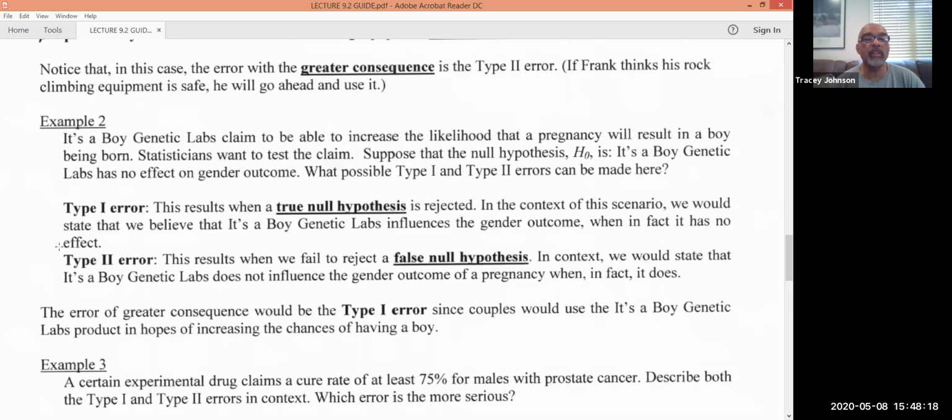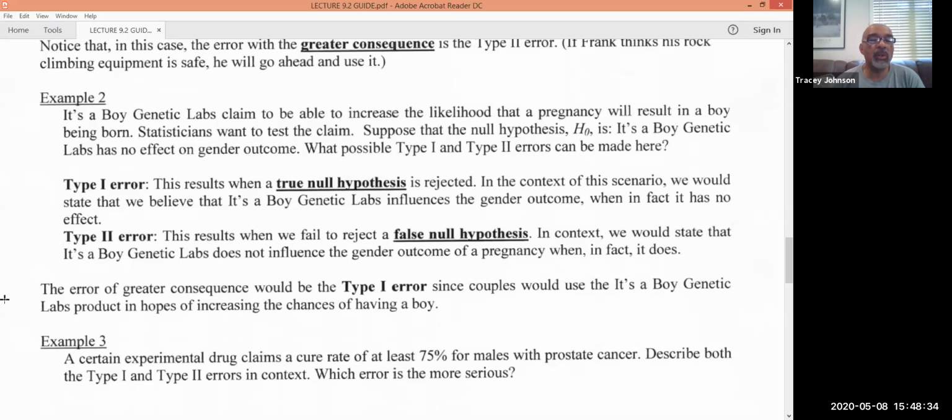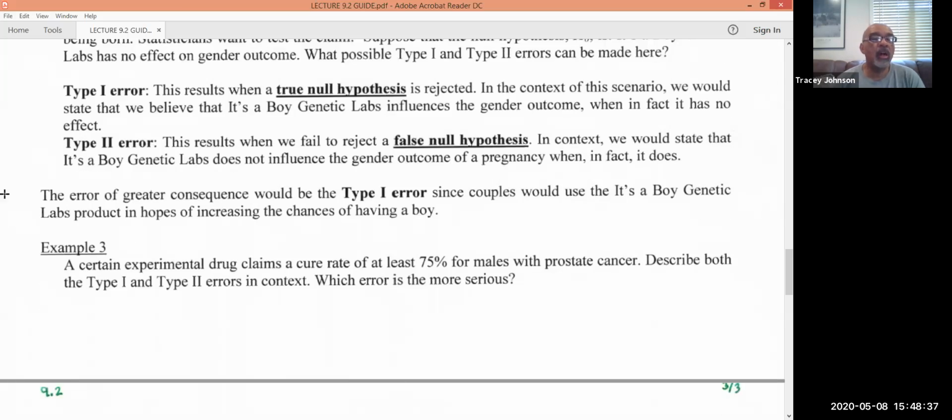The type 2 error results when we fail to reject a false null. In context, we would state that the genetics lab does not influence the gender outcome of a pregnancy when in fact it does. All right, so once again, we consider the consequences. The error with the greater consequence would be the type 1 error here, since couples would use the genetics lab in hopes of increasing the chances of having a boy.